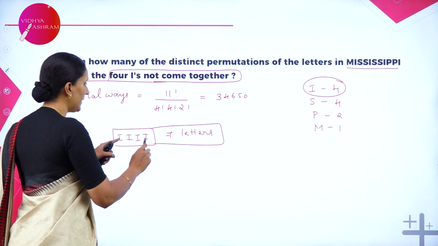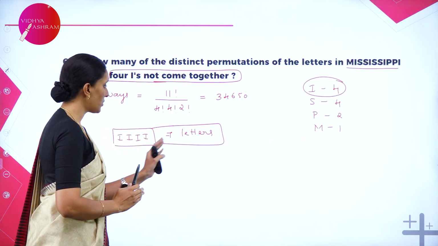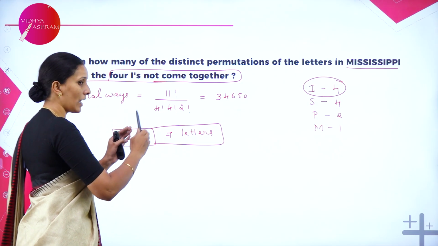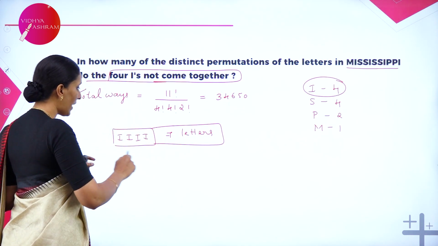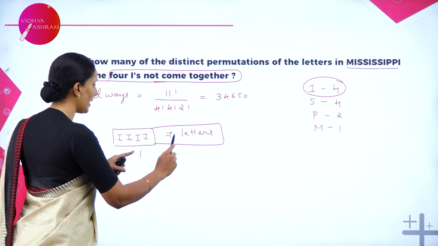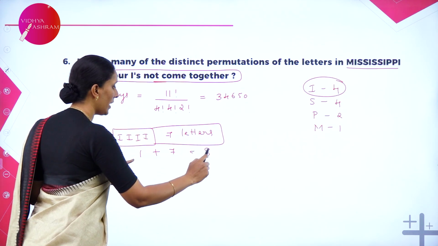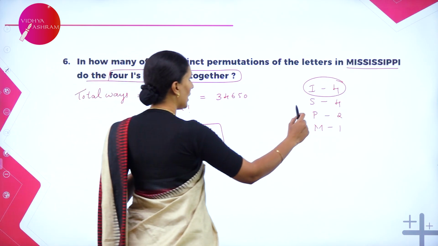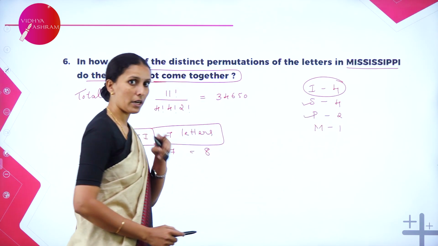So wherever this entire I unit goes, it goes in between the other letters. So wherever they go, they'll go together. So here I have tied them as one single unit. So now along with this unit, I have 7 more units. So total, I need to make an arrangement of 8 objects. And among the 7 other letters, we have a letter S, which is repeated 4 times, and a letter P, which is repeated 2 times.